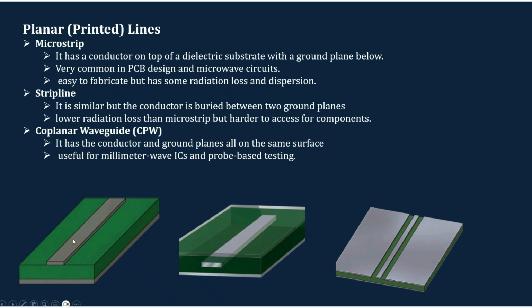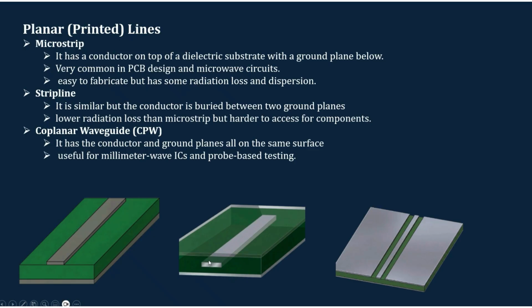This is one of the most commonly used in PCB applications, and it is very easy to fabricate and design. But the main problem with this is that it can cause some radiation problems if we are using these types of microstrip feed lines.